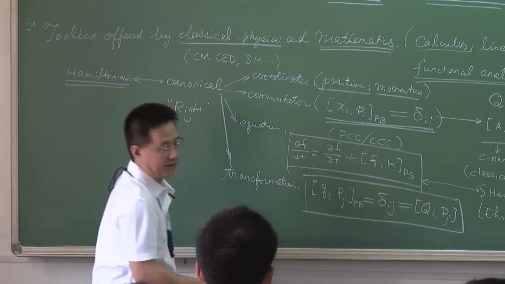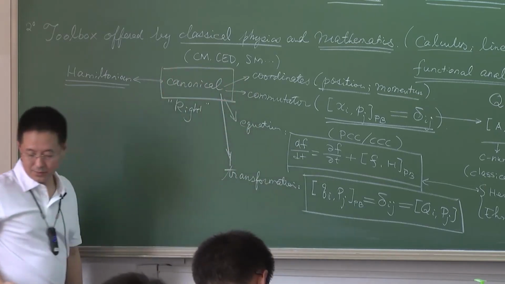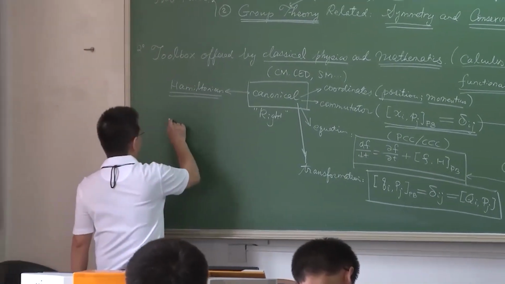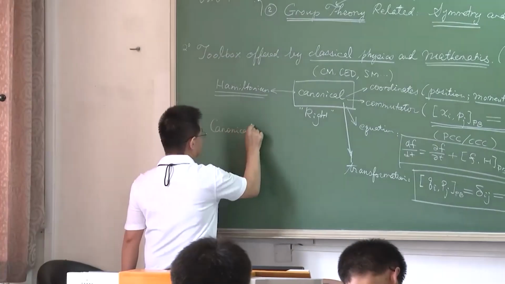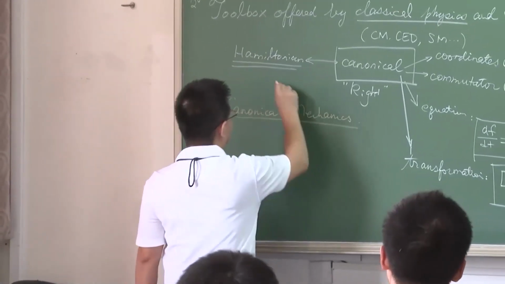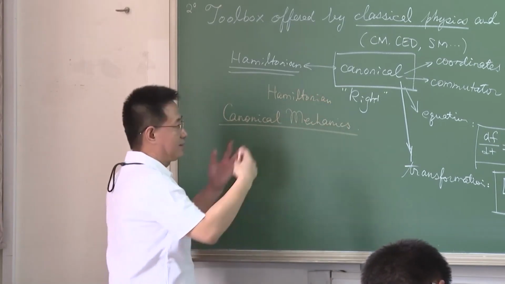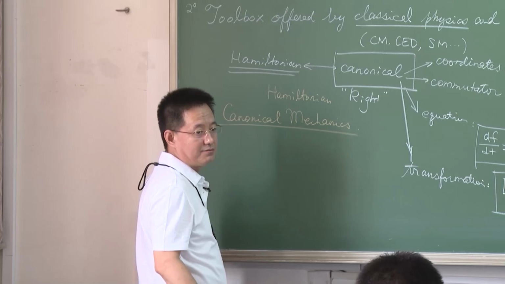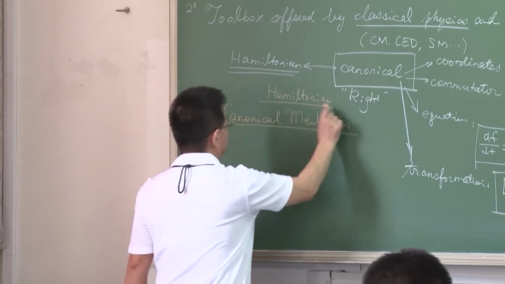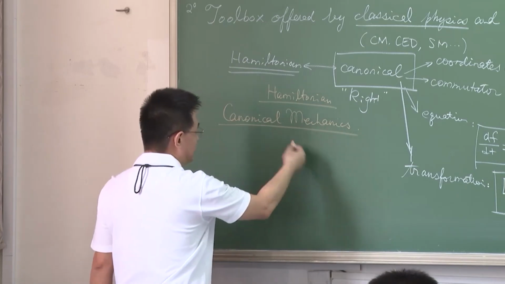So that's why the canonical thing is so important. Sometimes we call the Hamiltonian mechanics the canonical mechanics, because it is based on the Hamiltonian, based on the canonical coordinates, and so based on the phase space, and based on the right coordinates, commutator, equation, transformations. And all of the non-relativistic quantum mechanics is based on the canonical things.